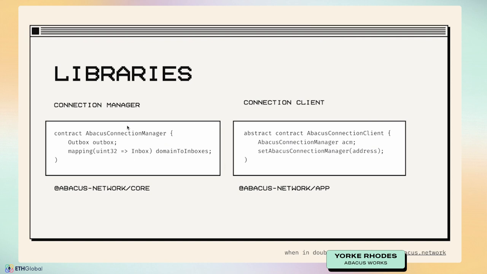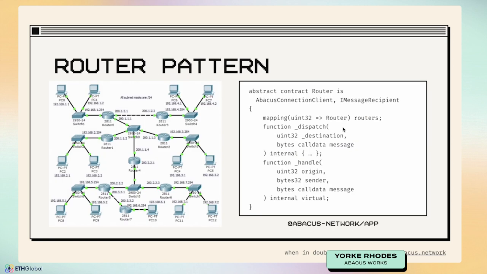Worth noting, the Abacus Works team will manage a connection manager for you. So it's our intention that you just set this address to the registry that we manage, and you don't really have to think about upgrades or security vulnerabilities or things of that nature. You just think about the access control of who can change this address in your client code. Okay.